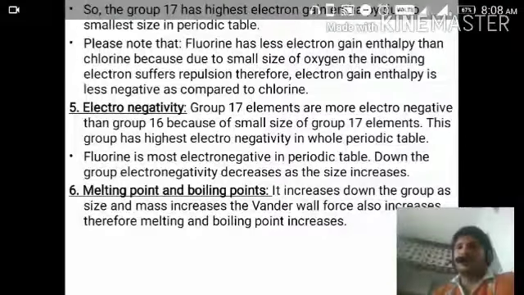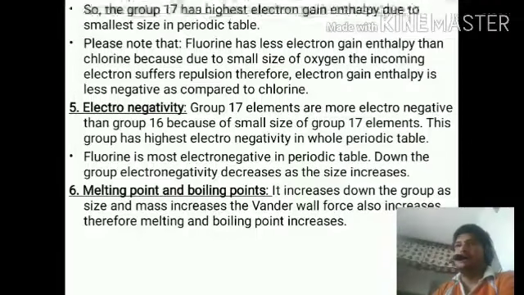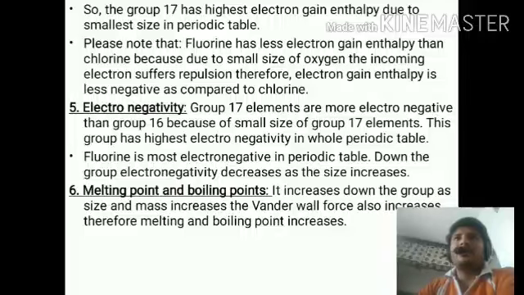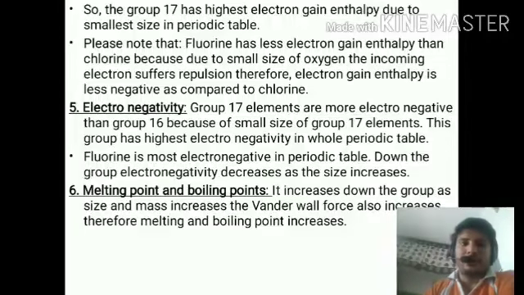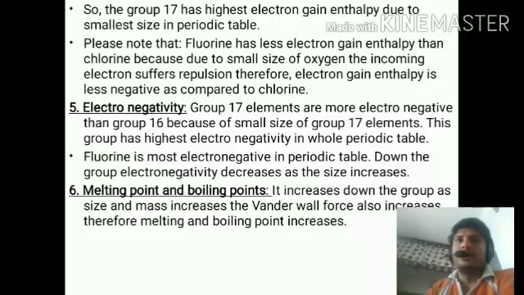Now talk about the electronegativity. Electronegativity means the attraction power of a shared pair of electrons. Group 17 elements have the smallest size, so they have the highest electronegativity compared to group 16 elements. And fluorine has the highest electronegativity because it is smallest in size, so it can attract the electron from the shared pair of electrons.